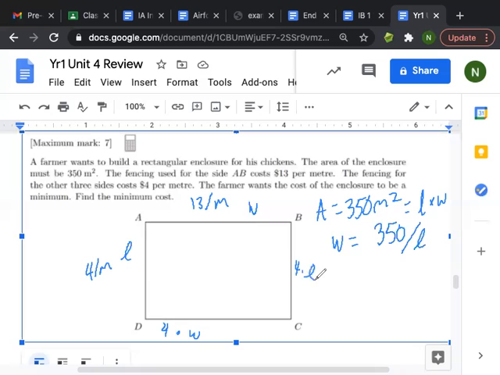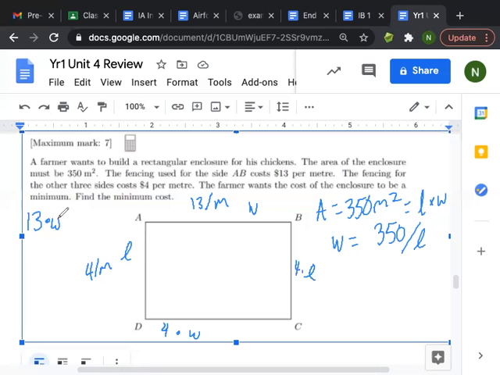So if I were coming up with an equation for cost, wouldn't it be 4 times L? Oh, wait, that was just per meter. This one down here? No, because the dimension is still width. So why would it be 4? Because the other 3 sides cost $4 per meter. Okay, so when I write this out, the total cost for this fence is going to be 13 times W, right?